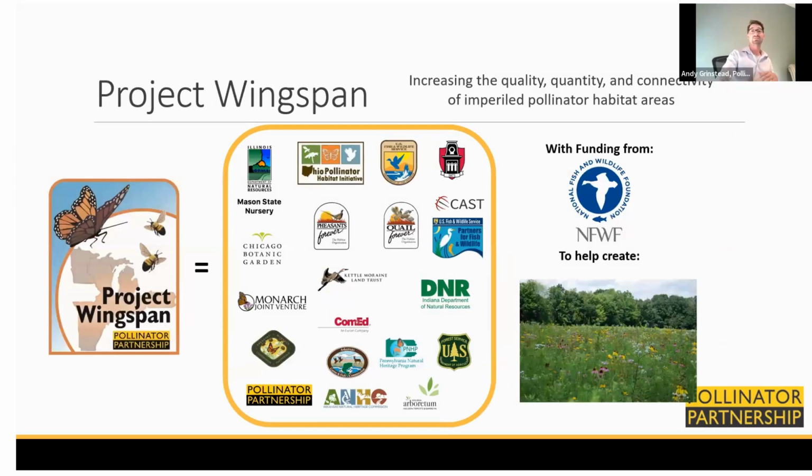Project Wingspan addresses the need to increase the quality, quantity, and connectivity of imperiled pollinator habitats. It's accomplished through collaboration with a really strong coalition of partners in our target areas, which is just ever expanding, which I'm very excited about. We work with federal agencies, private companies, nonprofits. We work with local groups and individuals who are interested in supporting our work, like yourselves.